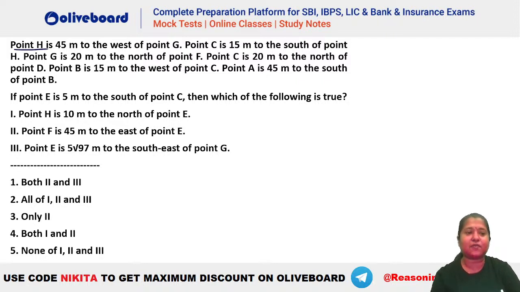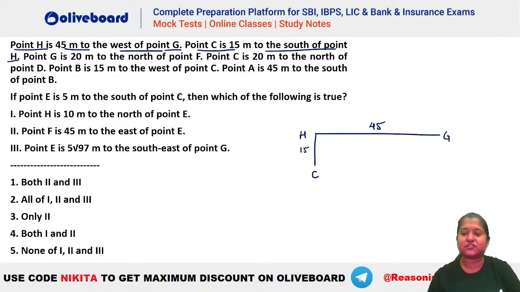Let's draw the diagram. Point H is 45 meters west of G. Let's draw, let's say this is your H. Okay, so H is 45 meters west of G. Let's say this is your 45 meters. ठीक है. C is 15 meters south of H. ठीक है. So C is 15 meters south of H. Let's say C is here. This is your 15 meters.